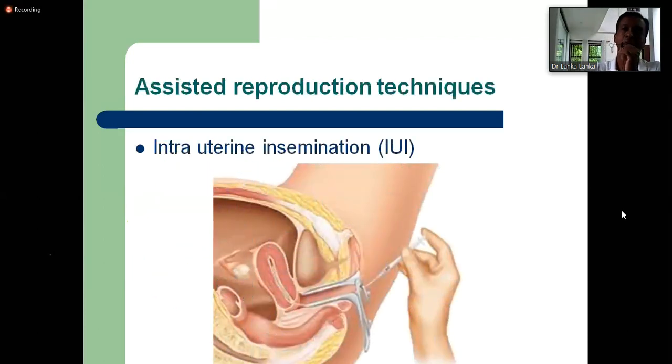Then after ovulation induction, the next possible treatment option is intrauterine insemination. You just bypass the vagina and cervix and directly inject processed sperm into the uterine cavity. You can see in this diagram, it will go directly to the uterine cavity. There is a 20 to 25% chance of conception in a single cycle. If you do 3 repeat procedures, there is a 50% chance to get pregnant with IUI. That is called intrauterine insemination.